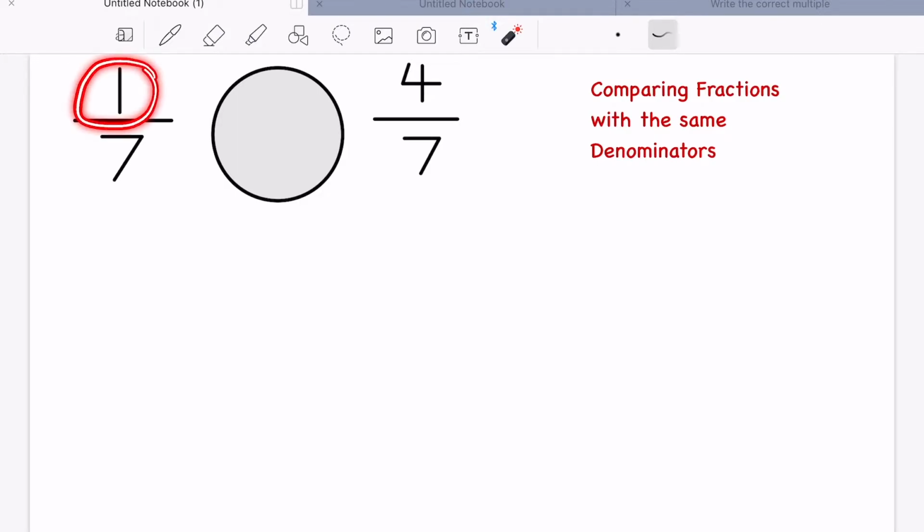Here we have 1, here we have 4. Which one is bigger, 1 or 4? Well, we know that 4 is bigger, so we have to write it like this. The 4 is bigger. So we can say 4/7 is bigger than 1/7. Again, 4/7 is bigger than 1/7.